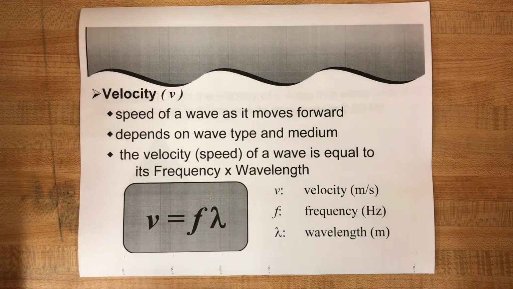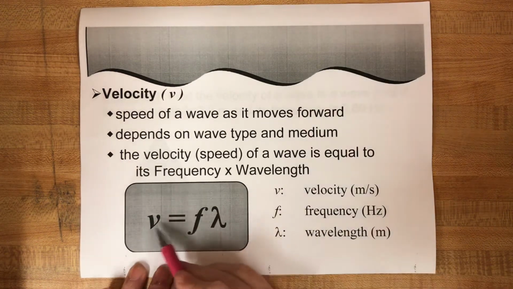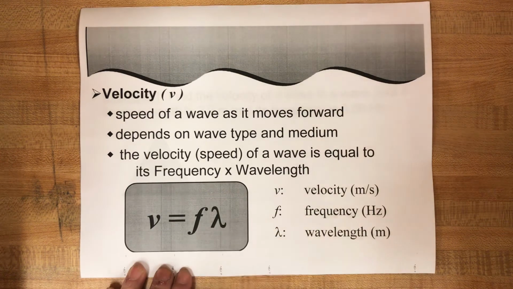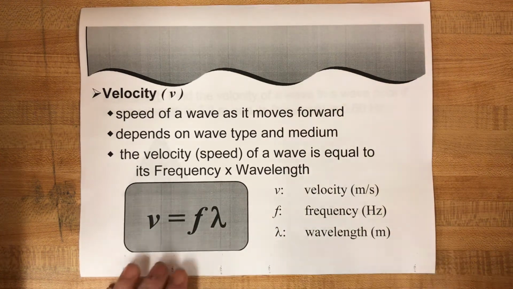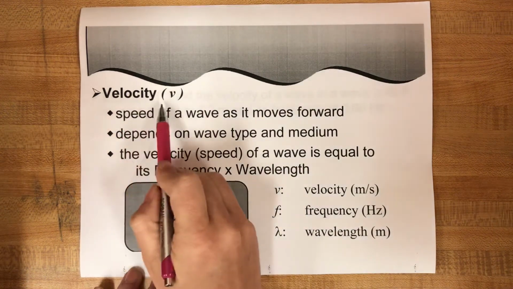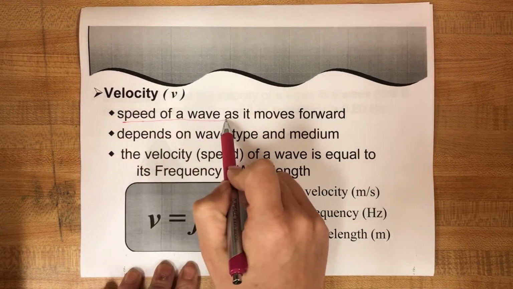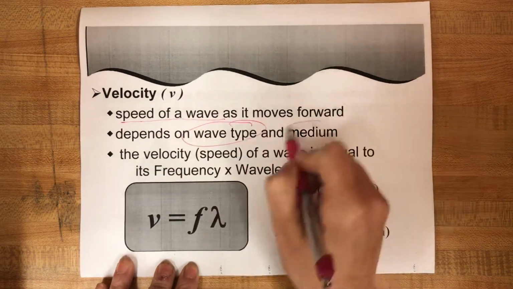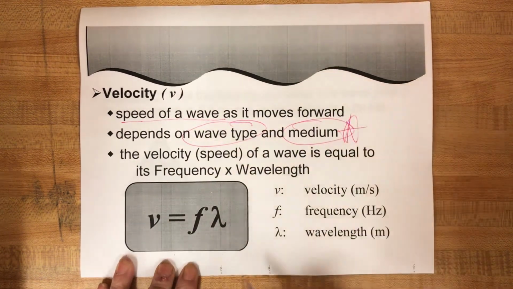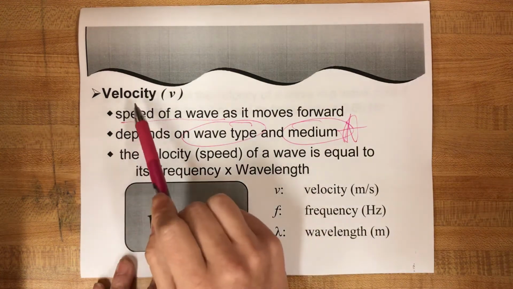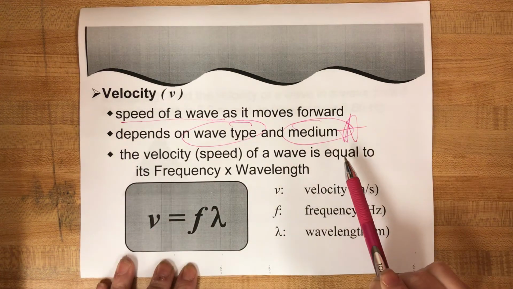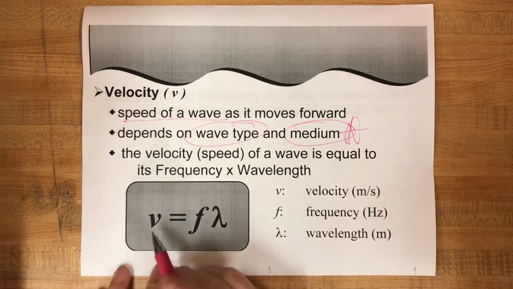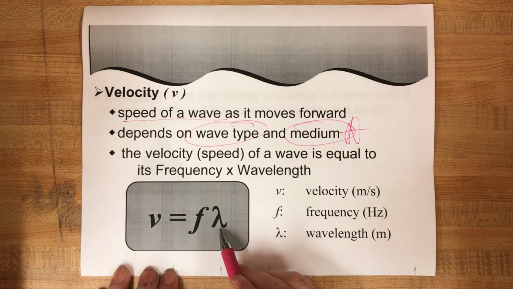The one formula for this unit is going to be this: V equals frequency times wavelength. Wavelength has this funky little symbol, but it's the same, it's wavelength. V is velocity, simply the speed of the wave as it moves forward. It depends on the wave type and the medium. The only thing that can change the velocity of a wave is the medium it's traveling through. The velocity of a wave is equal to frequency times wavelength, so V equals F times wavelength.